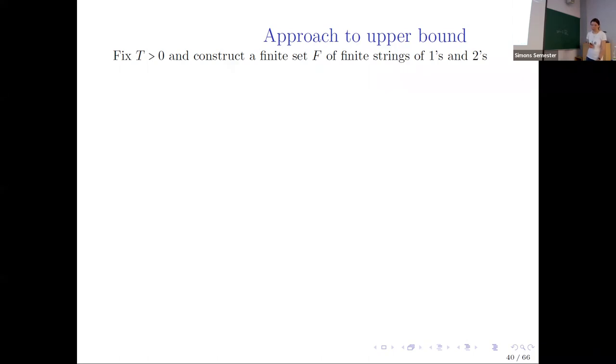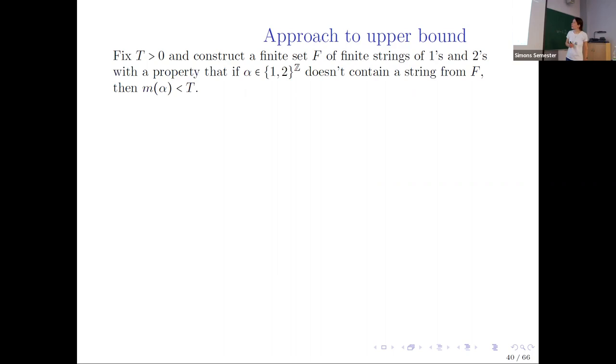So we are going to consider a set of finite strings of ones and twos, such that after removal, it corresponds to the Markov values smaller than t. Once again, we fix a number t in the interval from 3 to t1, which is our transition point, and we want to construct finite strings of ones and twos such that if our sequence alpha doesn't contain this finite substring, then its Markov value is smaller than t.